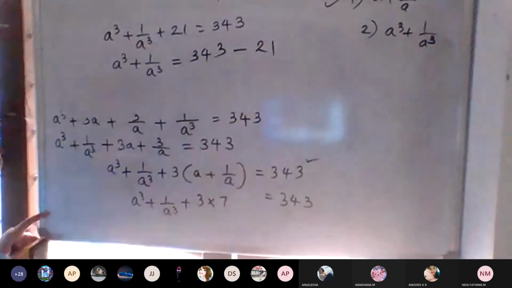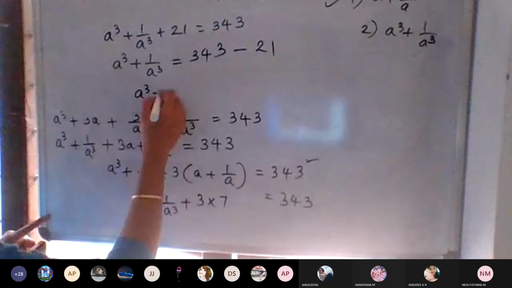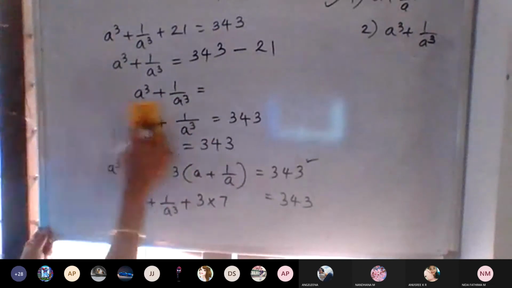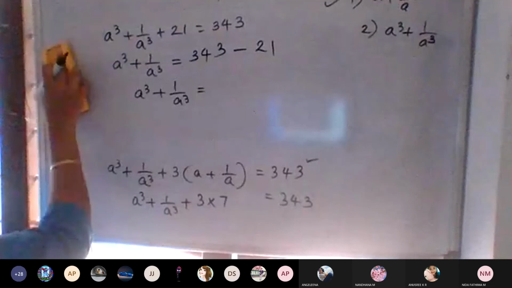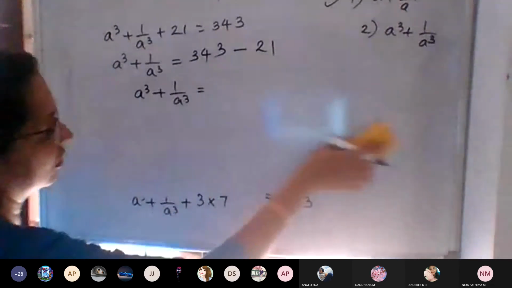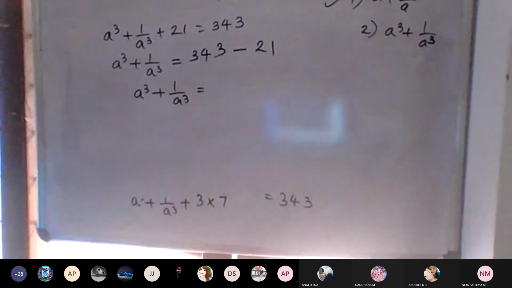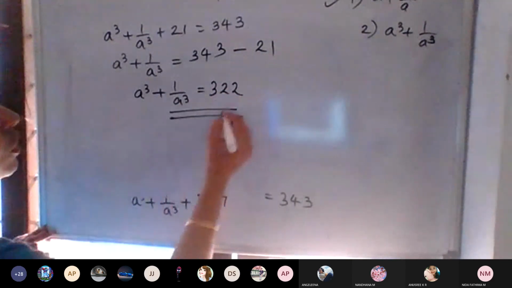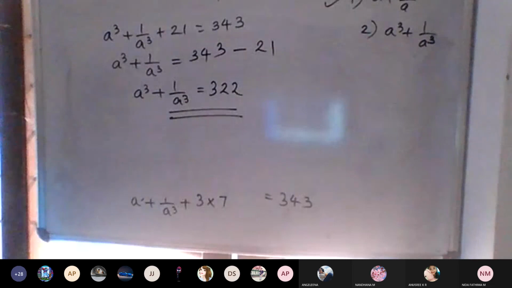343 minus 21. So a cube plus 1 by a cube means what? What will be the value? 343 minus 21 is 322. So a cube plus 1 by a cube is equal to 322. That only we had to find out.